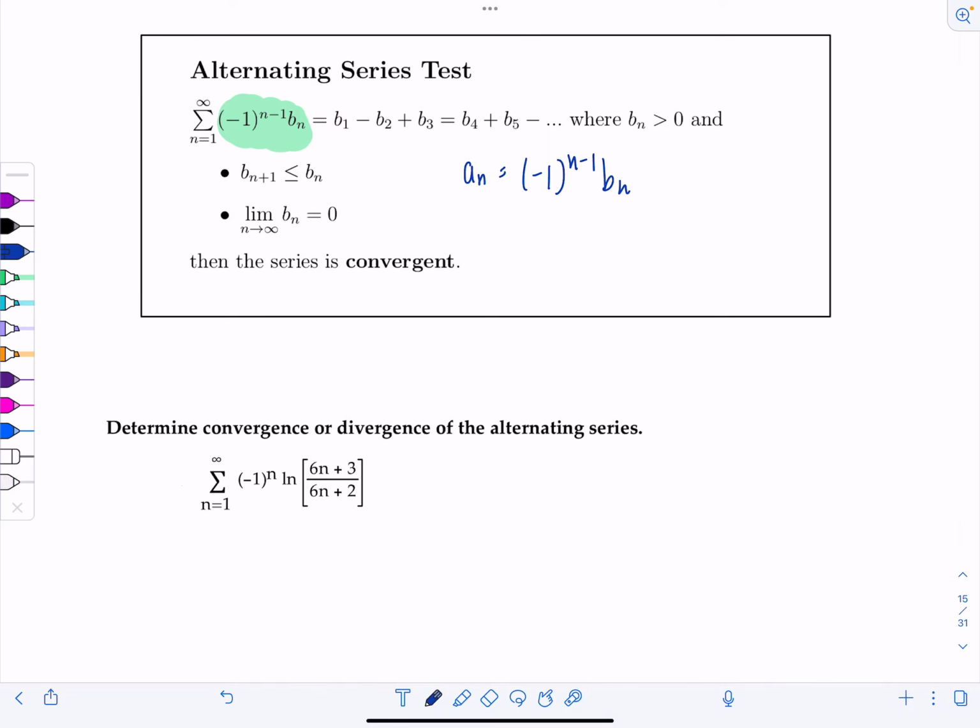Same thing. The two conditions for the AST are that bn has to be decreasing. bn plus 1 less than or equal to bn means it's decreasing. Also, the limit as n goes to infinity of bn needs to be 0. If both those are satisfied, then the alternating series is convergent. If one of these conditions fails, then the AST fails, and then usually you just use the test for divergence to show the series diverges. Okay, let's look at an example or two.